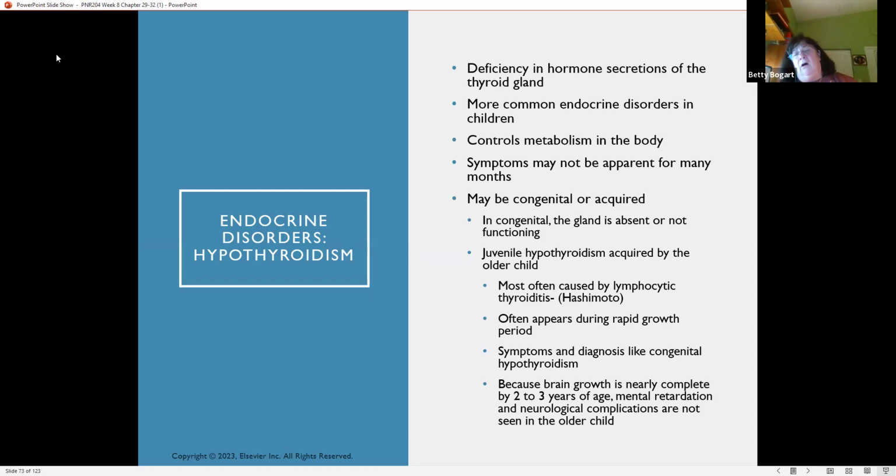Now, later on, sometimes the hypothyroidism is acquired. Now, older children, late school age and adolescents, there is an autoimmune one called Hashimoto lymphocytic thyroiditis.